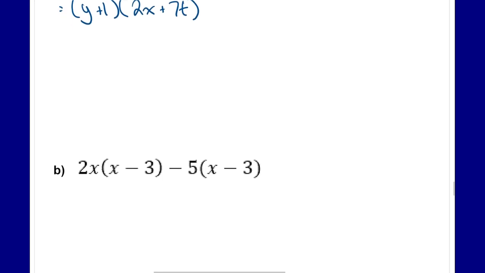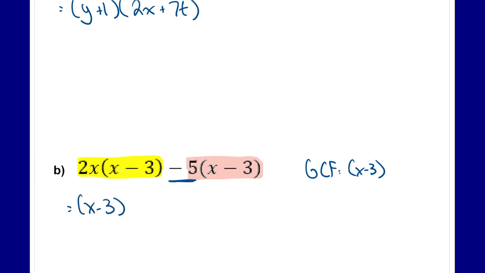So for example, in the next one, if I highlight my two terms, just so we have an idea of what we're working with. I have 2x times x minus 3, and then subtracting 5 times x minus 3. In this case, the whole bracket, or the greatest common factor, is x minus 3. So I can take out that whole bracket, and whatever's left over or remaining makes up my other bracket.